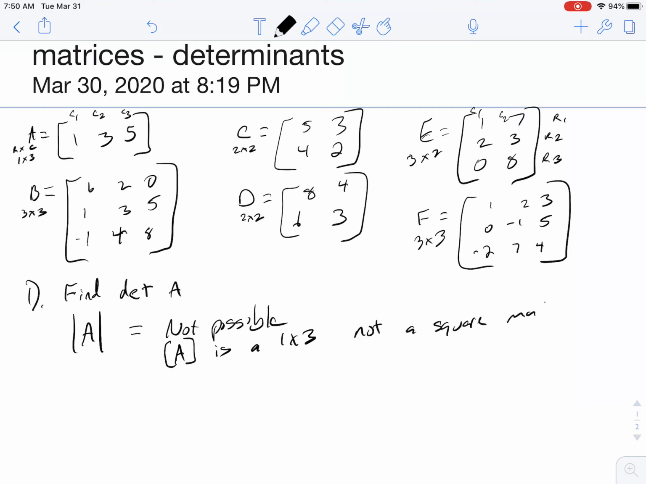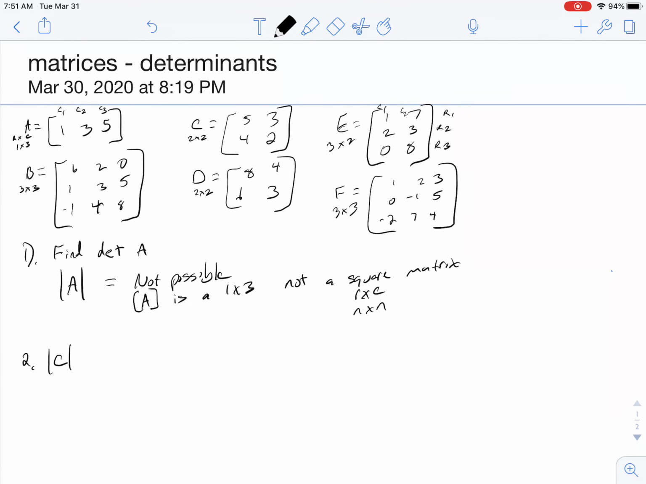What do we mean by a square matrix? Again, the number of rows and columns, the R by C, must be the same. So we call it N by N. So for example, a 2 by 2, a 3 by 3, and so forth. So that leads us to question 2. If I ask you to find a determinant of matrix C, you can do it.